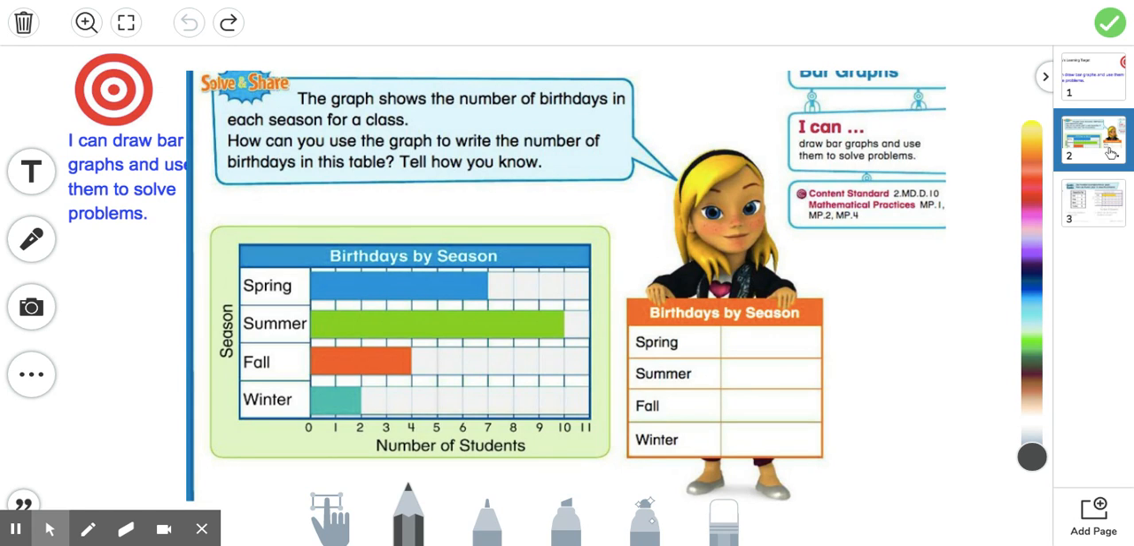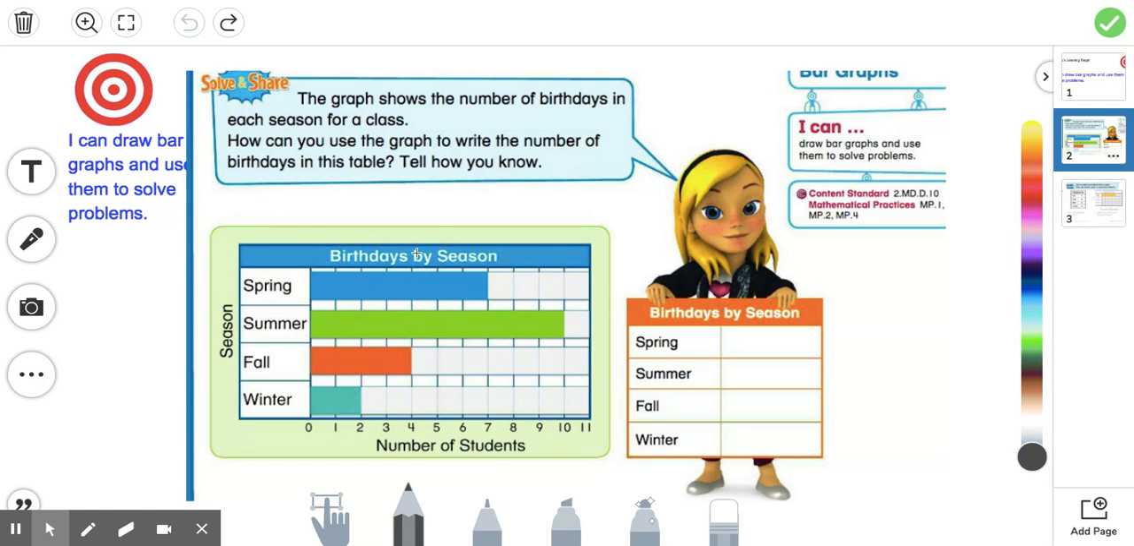And the way a bar graph works is there's usually a title on top. In this case, it says birthdays by season. And then there are labels on each side, the side and then the bottom. The side here says season. And below, it says the number of students.